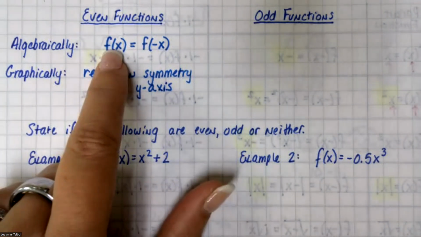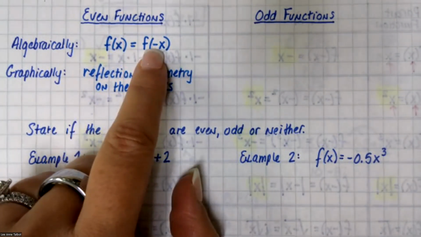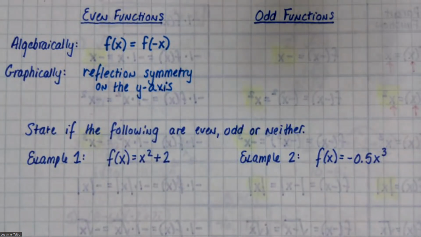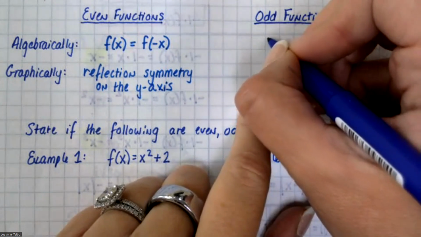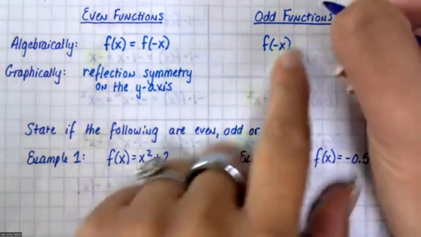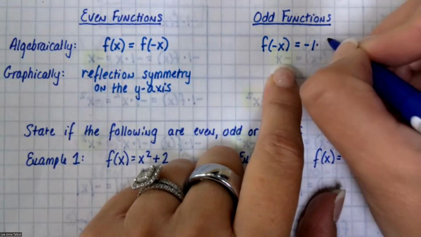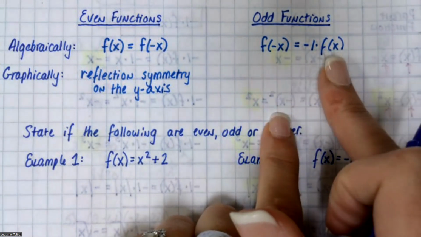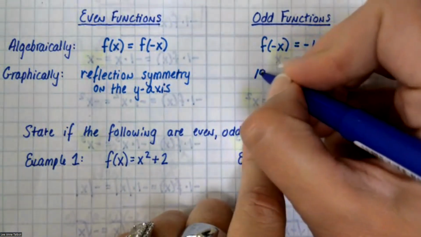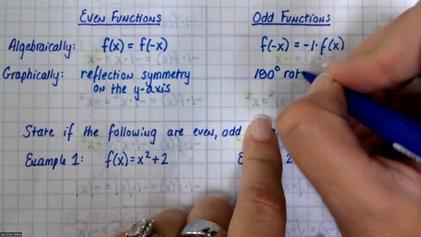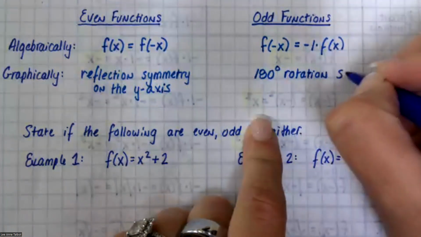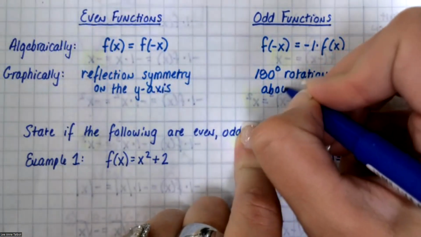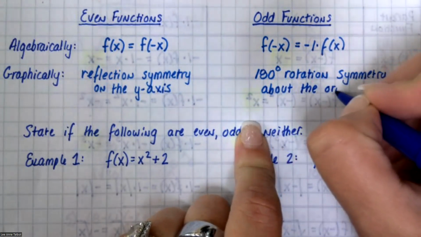So that was the first column in our table, matched the second column in our table. And those are the ones that reflected on the y-axis, the first ones we looked at. Odd functions, f of negative x equals -1 times the original. So the second column equaled the third column, and these ones all had 180-degree rotation symmetry about the origin.